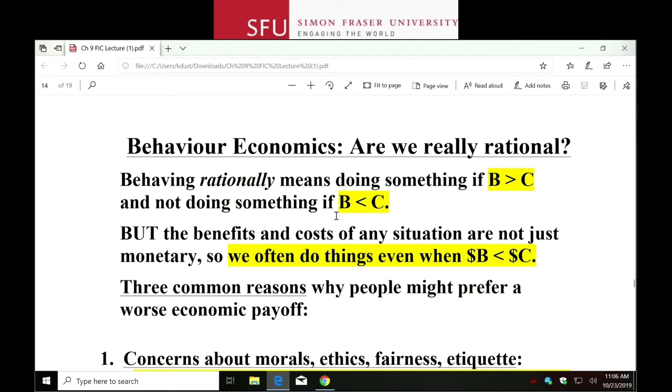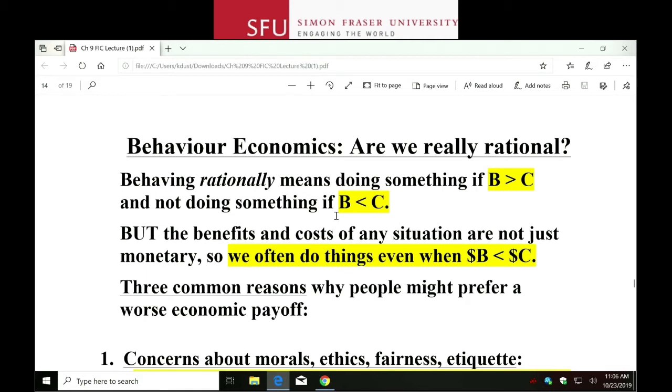Now, the reason why someone would do this is because they must be getting some sort of additional benefit that's non-monetary that will, to them, justify the cost. Okay, and so there's lots of reasons why we will do this. So first, we have concerns about these sorts of things here. We like to do the right thing, we like to do the polite thing, we like to be fair, and so we are willing to incur more costs to ensure that there's a fair outcome or a proper outcome.